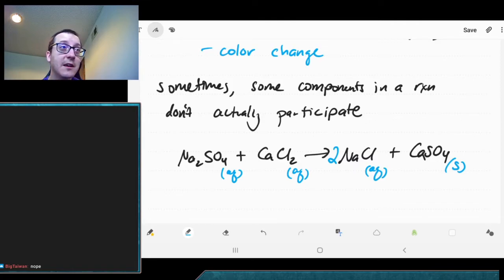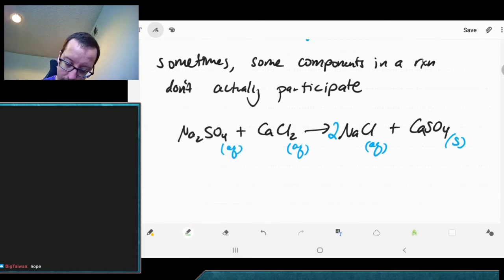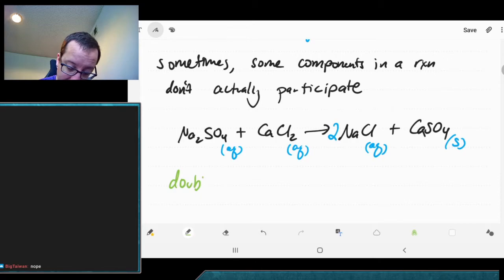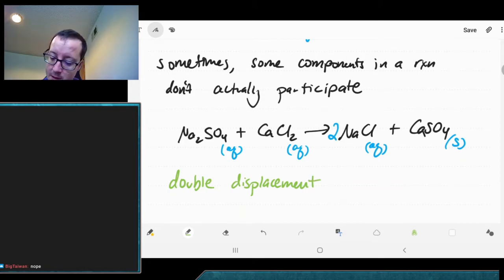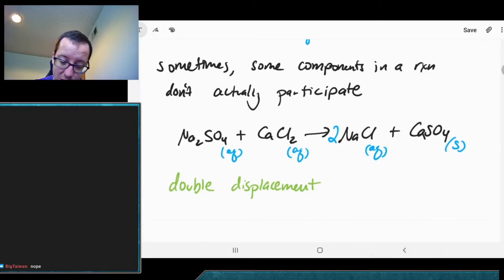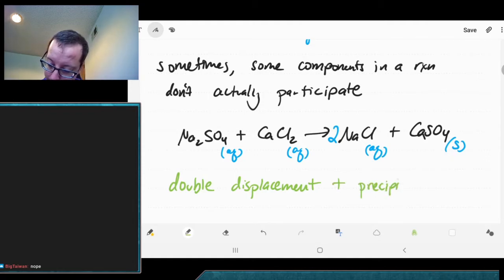See all the stuff I can give you? I can just give you 2 reactants, and you can do all this stuff. This is a precipitation reaction, right? It's also a double displacement reaction in terms of how things are behaving, and it's also a precipitation reaction because we're forming a solid. So we have 2 ways of categorizing this reaction.